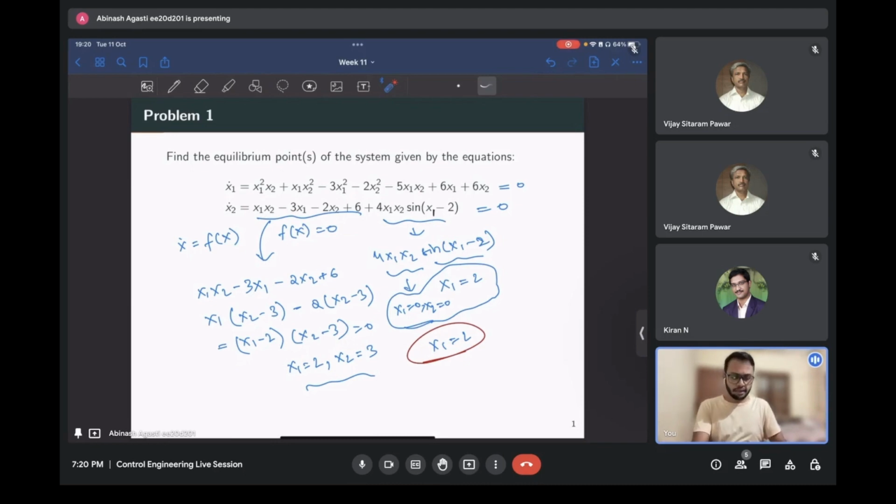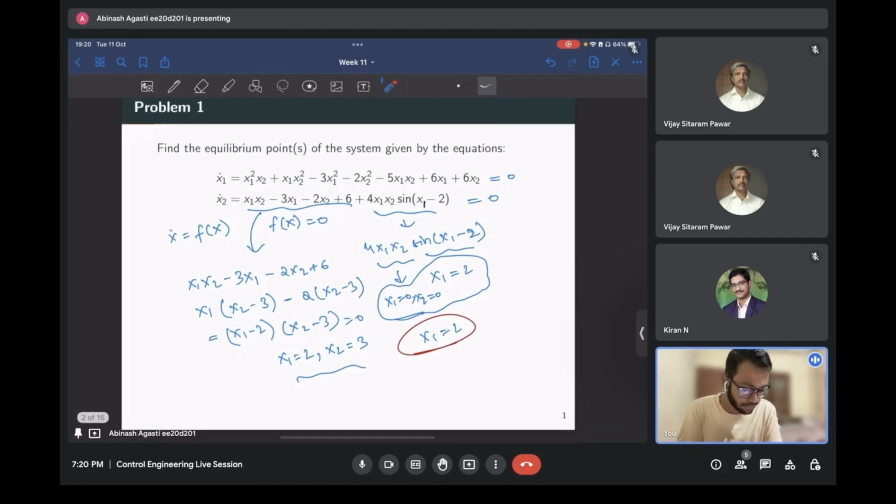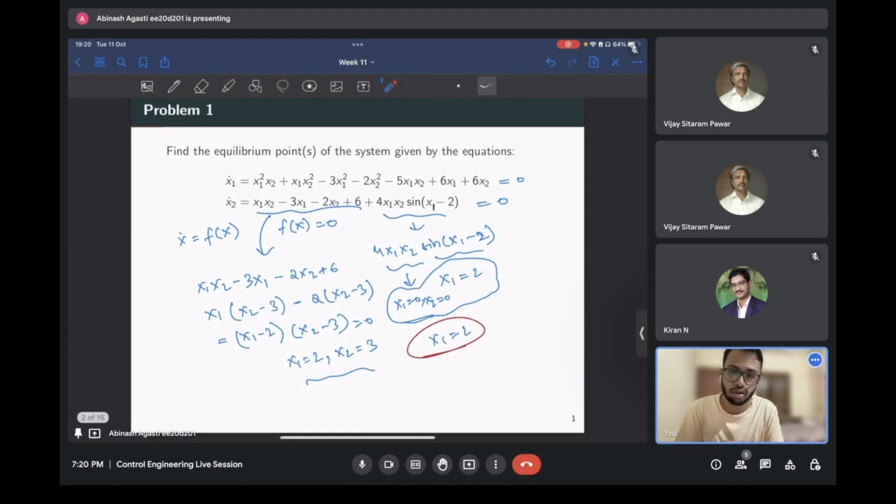So is it clear? I know this first example is a little messy and big, and probably you won't get problems like this in the exam. But this just gives us an idea of what the aim is behind trying to find equilibrium points, and how we go about trying to find them. So is it clear? Okay.